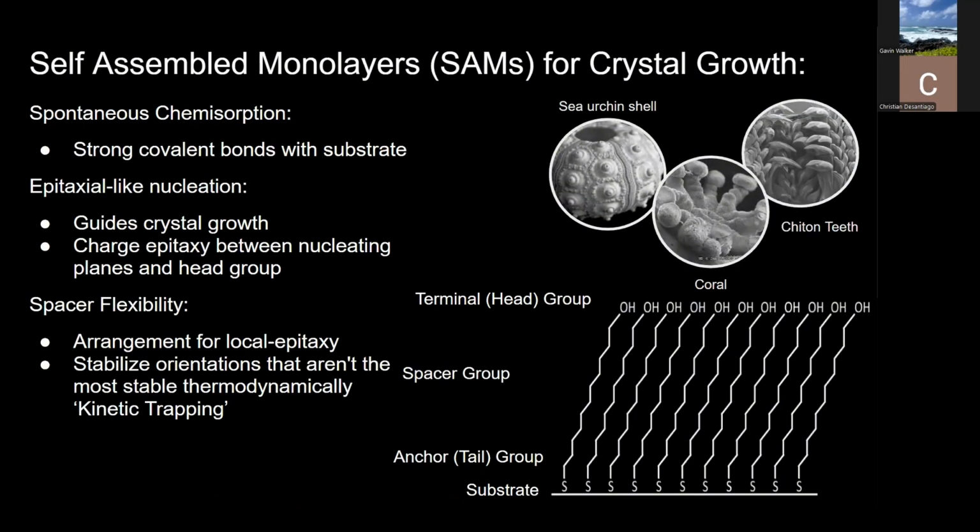We are using SAMs as they allow for spontaneous chemisorption. They form strong covalent bonds with the substrate. They allow for epitaxial-like nucleation, and they guide intermolecular interactions between the monolayer and specific nucleating planes along the substrate, providing oriented growth. They have spacer flexibility, arrangement for local epitaxy, and they stabilize orientations that are not thermodynamically stable.